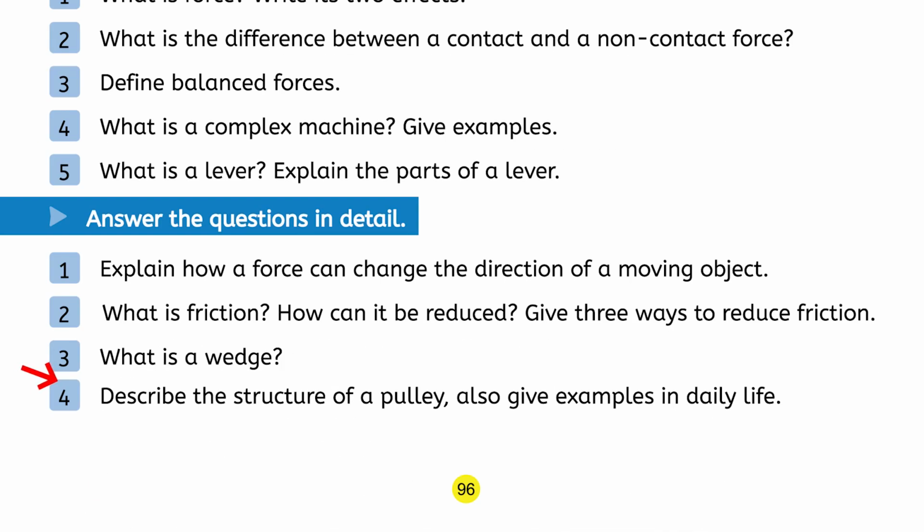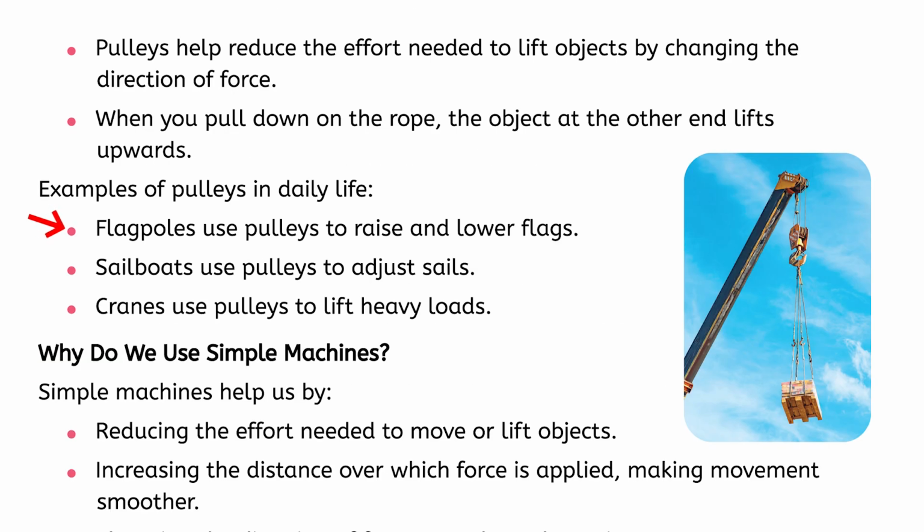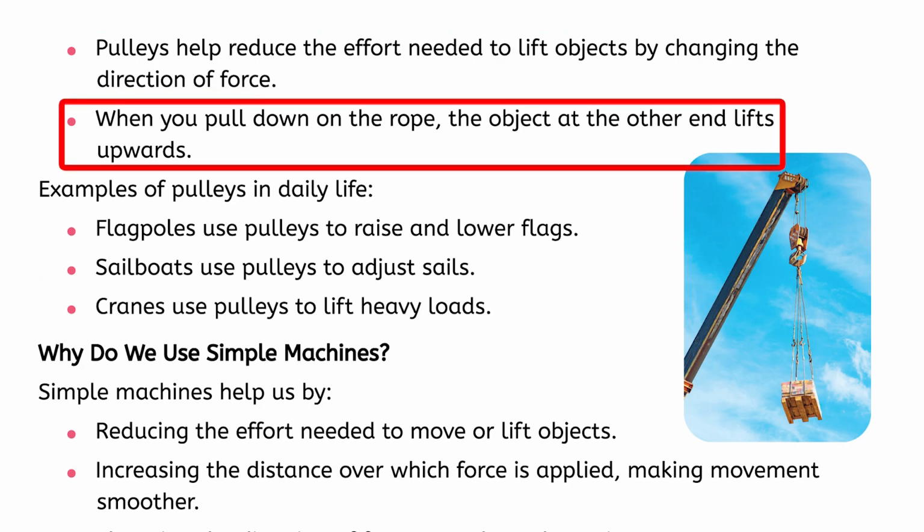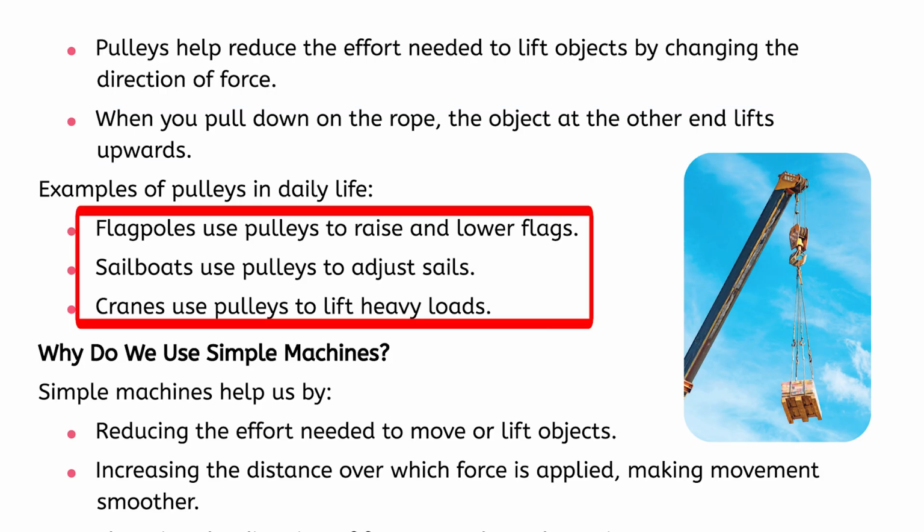Question number 4. Describe the structure of a pulley. Also give examples in daily life. And the answer is, a pulley is a simple machine consisting of a wheel with a groove around its frame. A rope or chain passes through the groove, helping to lift or move heavy objects. Pulleys help reduce the effort needed to lift objects by changing the direction of force. When you pull down on the rope, the object at the other end lifts up. Examples of pulley in daily life. Flagpoles use pulleys to raise and lower flags. Sailboats use pulleys to adjust sails. Cranes use pulleys to lift heavy objects.